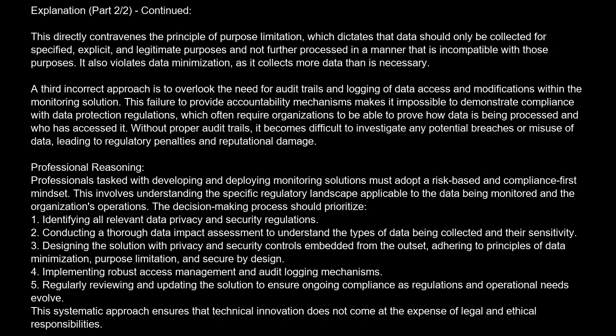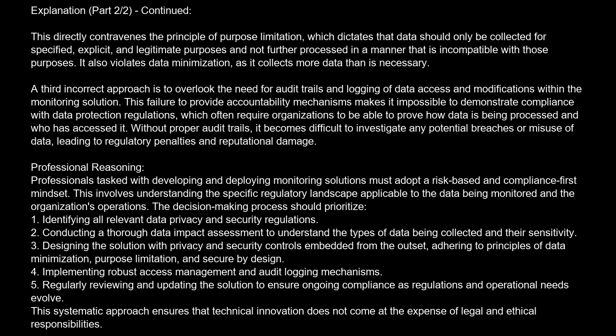Professional reasoning. Professionals tasked with developing and deploying monitoring solutions must adopt a risk-based and compliance-first mindset. This involves understanding the specific regulatory landscape applicable to the data being monitored and the organization's operations. The decision-making process should prioritize: 1. Identifying all relevant data privacy and security regulations. 2. Conducting a thorough data impact assessment to understand the types of data being collected and their sensitivity.